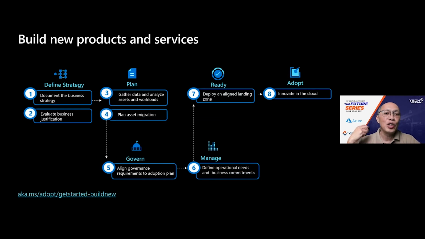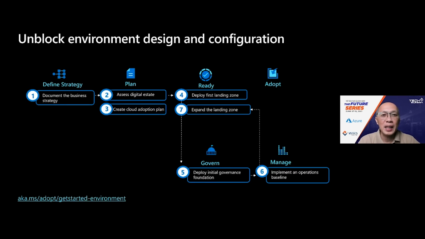But when you're building new products and services, right from the very beginning, you already have to think, okay, what are my guiding principles on governance and management? Because now I'm building native cloud applications or a native cloud service, native cloud solution, right? And here, when you adopt, it's really more on innovating, not just migrating, right? And finally, how do you unblock environment design and configuration? So it's all here. These are all toolkits. These are all modules that you can find in the cloud adoption framework.